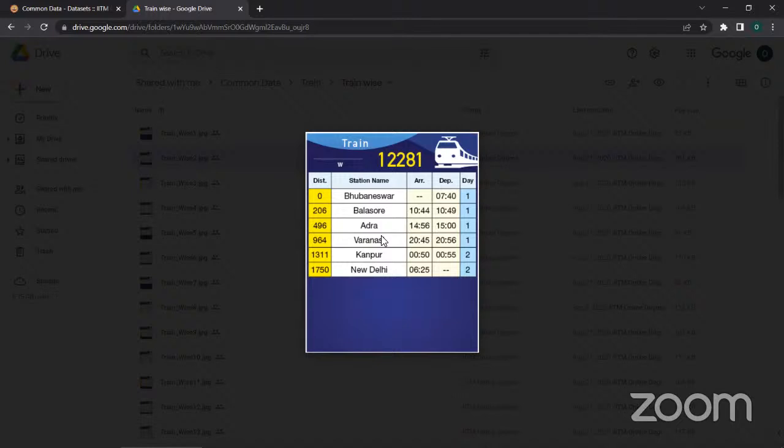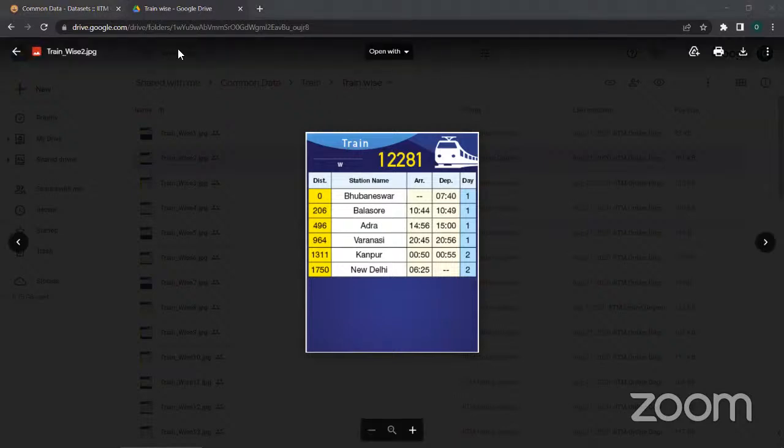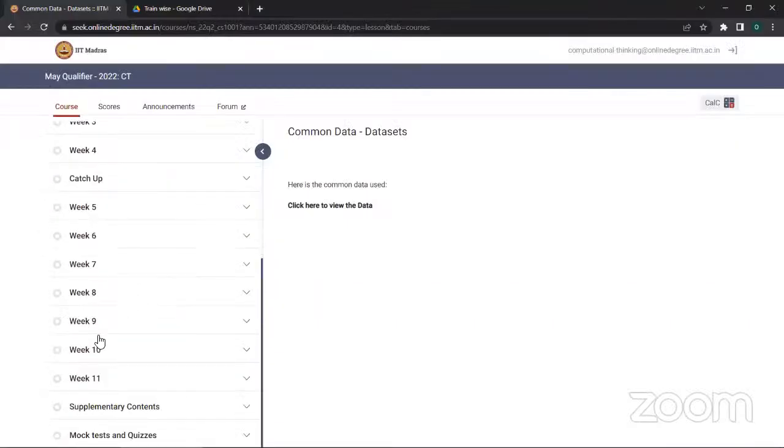Okay, sir, but if you just clarify it in the question, it would be better. Okay, tell me, which question? That same question? Yes, sir, the same question. Like we should consider only the starting station and ending station.